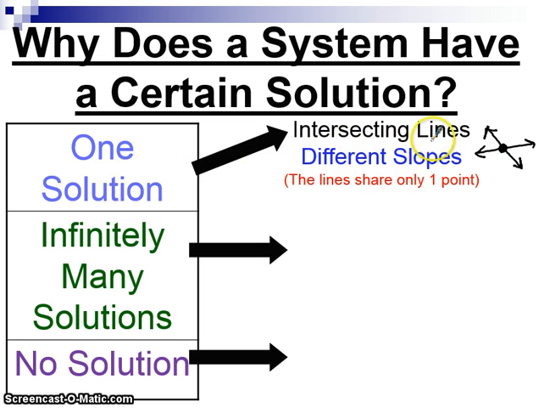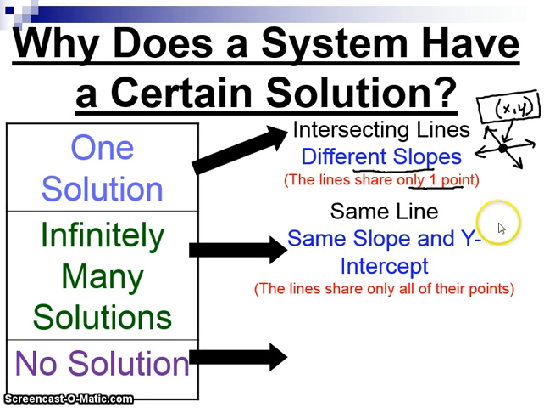Linear equations that intersect will only share one point because they have different slopes. This one point, whatever it may be, x, y, is the only solution to the system, because they intersect.